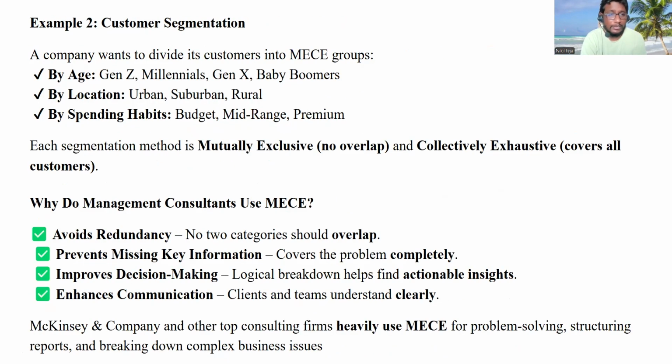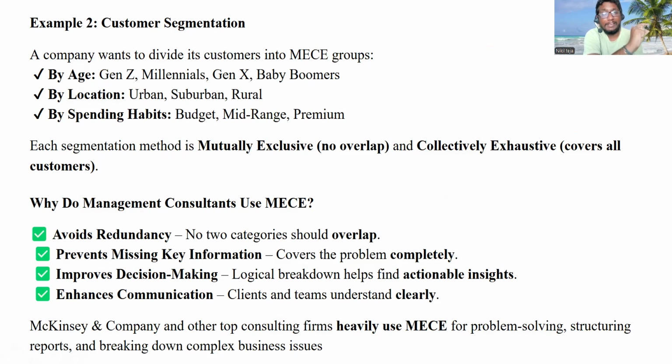And let's take another example: customer segmentation. A company wants to divide its customers into MECE groups. So this is a MECE example. First category is by age, like age segments: Gen Z, millennials, Gen X, baby boomers. I forgot the exact birth years, yeah. So by age.